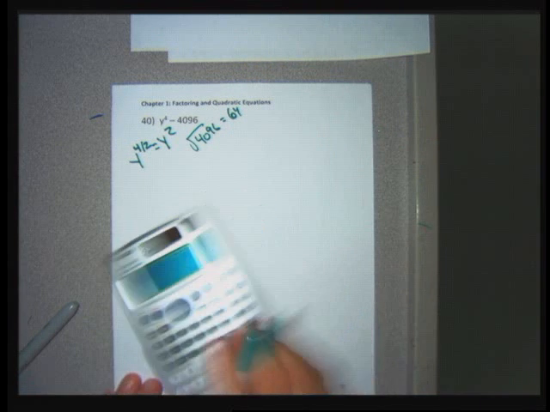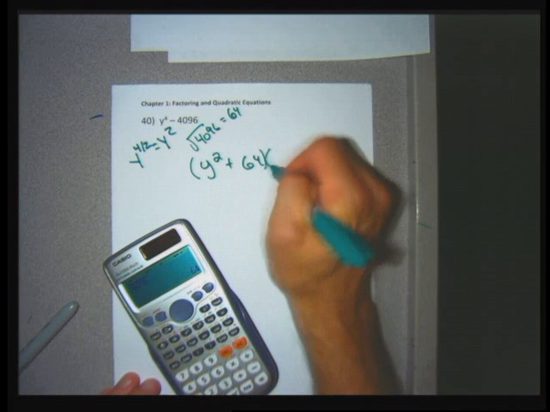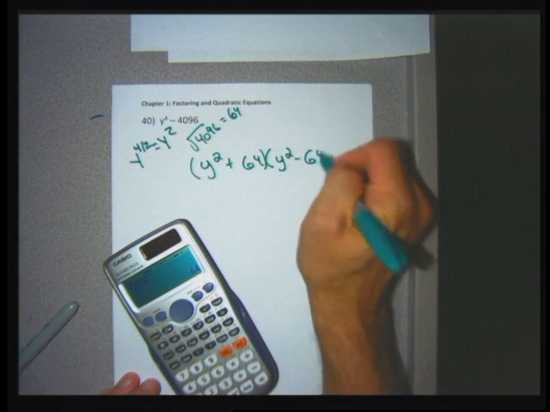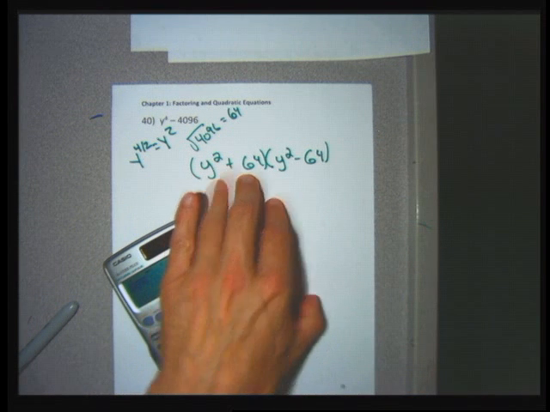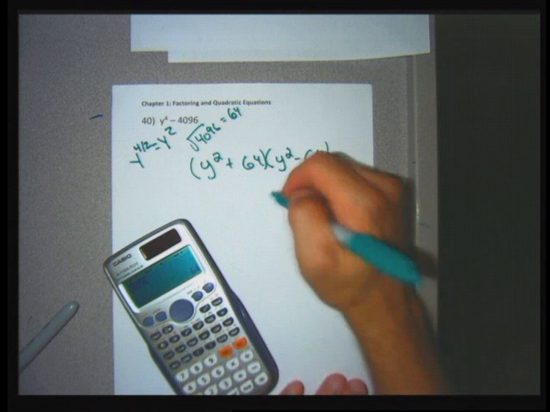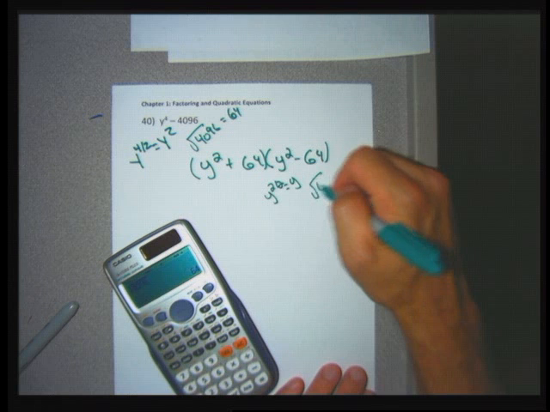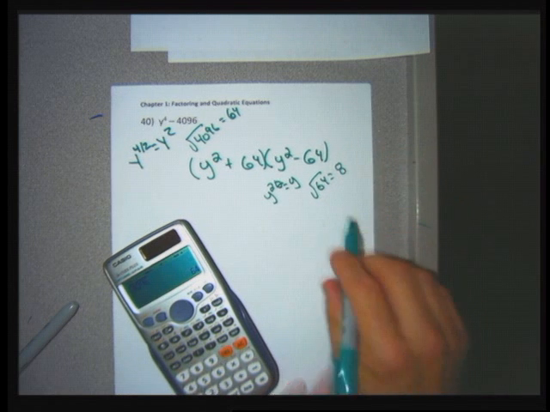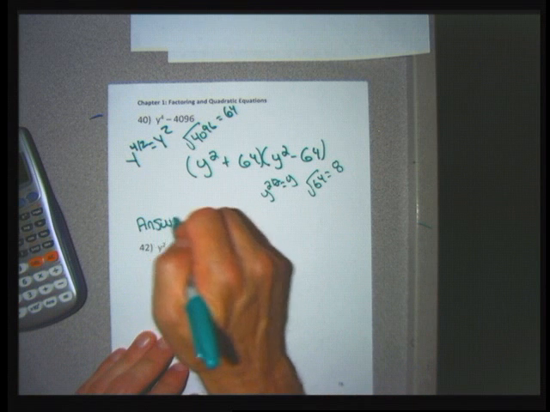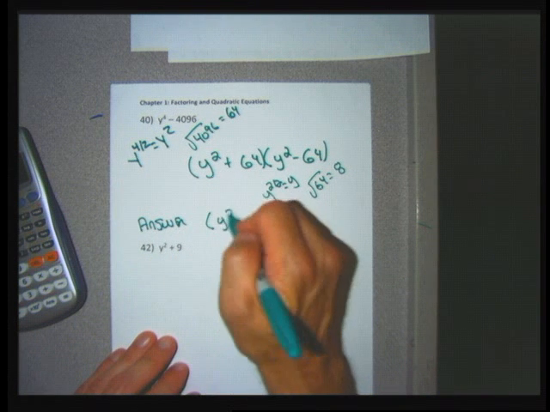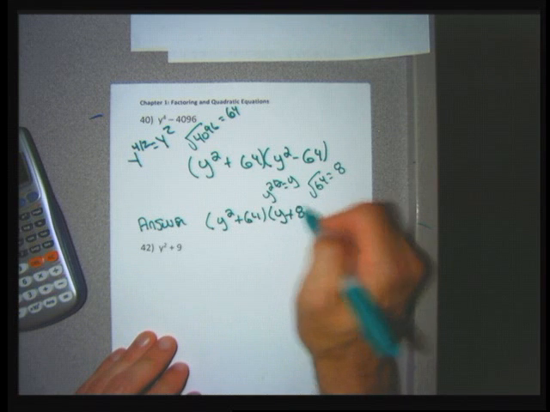So I'm going to make two essentially identical parentheses, one with a plus sign, the other with a minus sign. The first parentheses is a sum of squares. It doesn't factor anymore. The second parentheses is a difference of squares, so I should factor it. I'm going to divide the exponent of the y by 2. I'm going to square root the number. And for my final answer, I'm going to leave the first parentheses, y squared plus 64. And the second parentheses, I'm going to make a y plus 8 and a y minus 8.